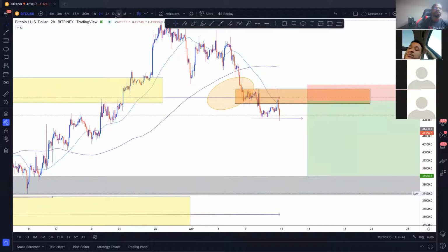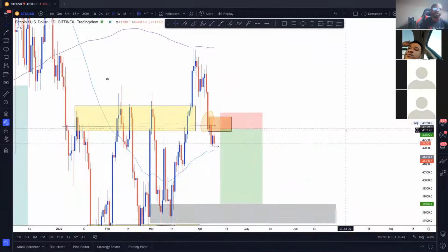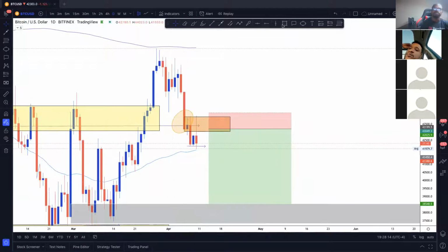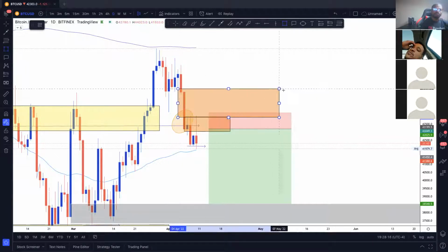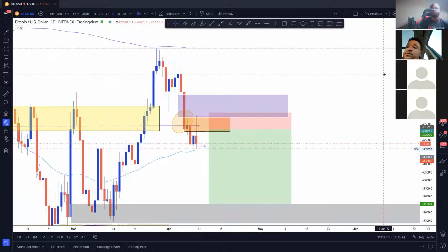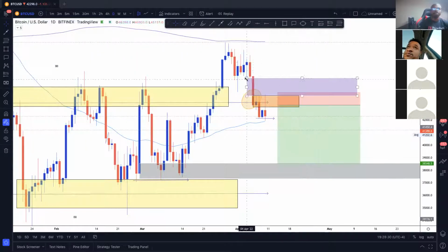Let's see. Oh, also on the daily, you said we had imbalance, which we do right here. That lets you know imbalance zones when they're created. Just know that they mean that this area needs to be filled. So even though price is overall moving down at this moment, we will be back. That's pretty much what the imbalance is saying.